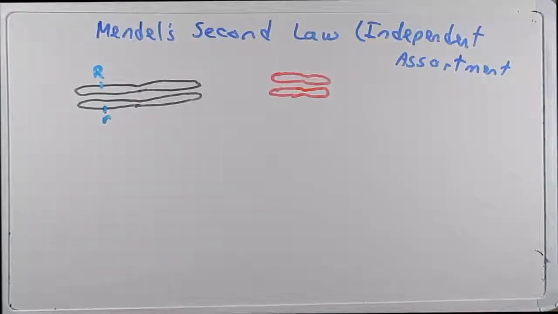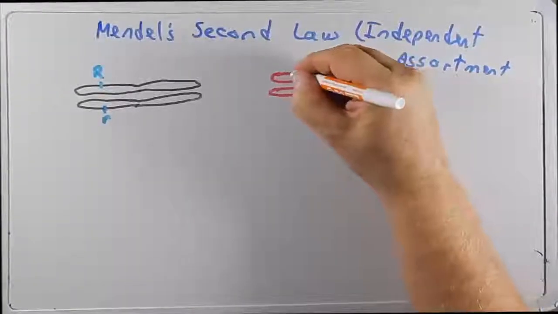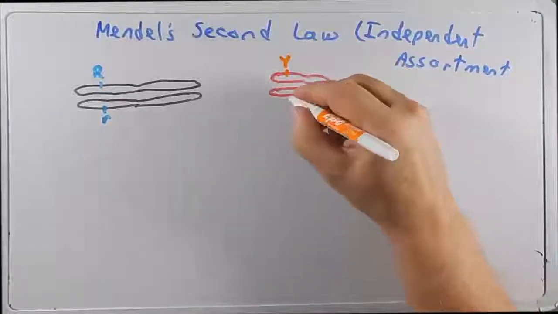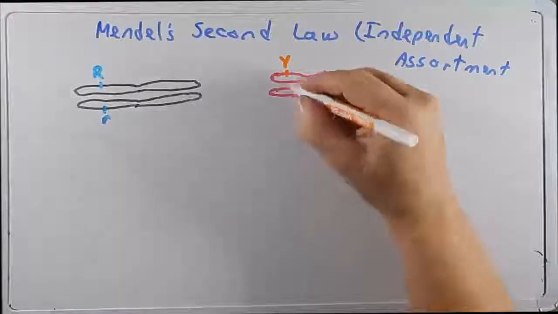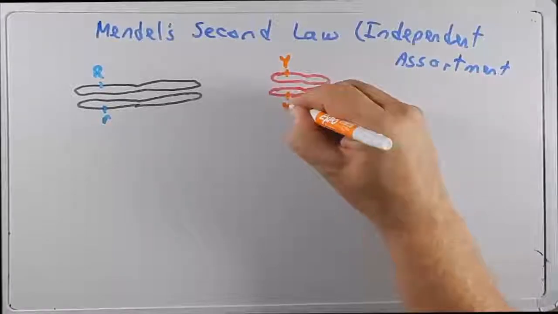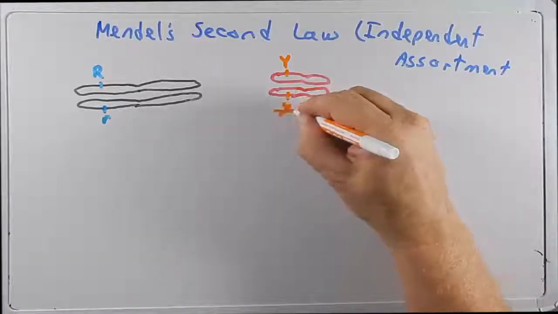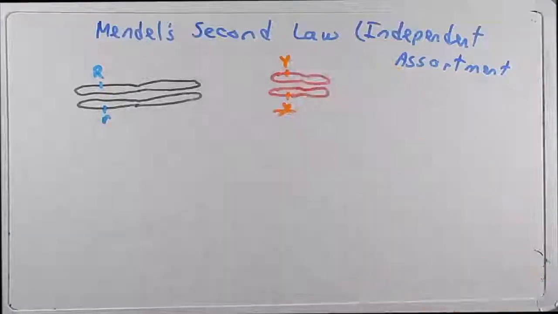So what about another pea plant gene? And so Mendel looked at this other trait, and that is seed color. Big Y is the dominant trait, and that is for the color yellow. And then the recessive trait is little y. And I'm going to put a line under little y so we can distinguish it from big Y.